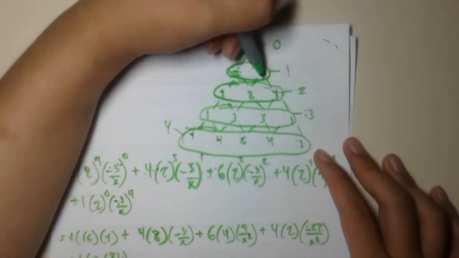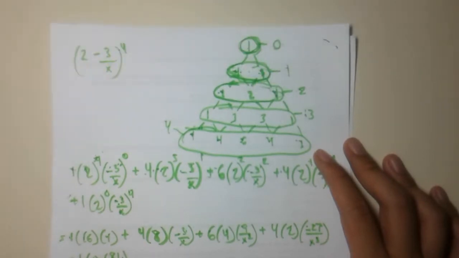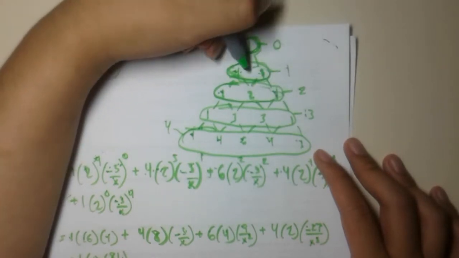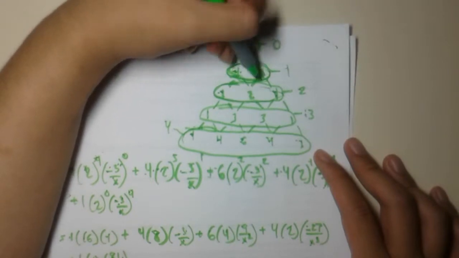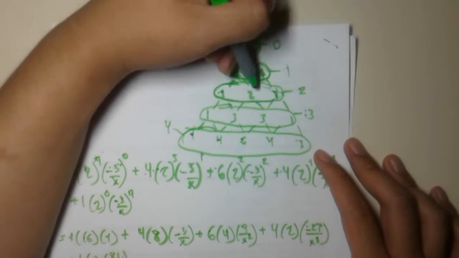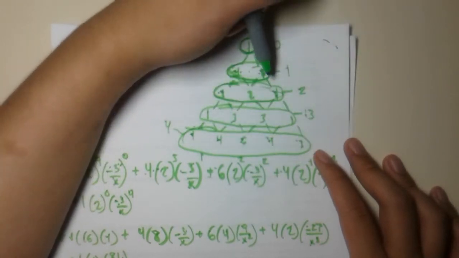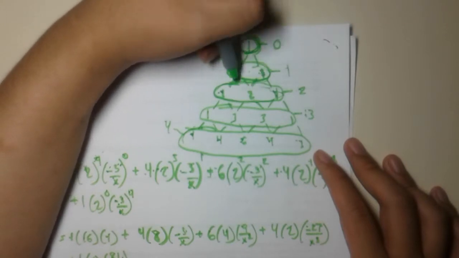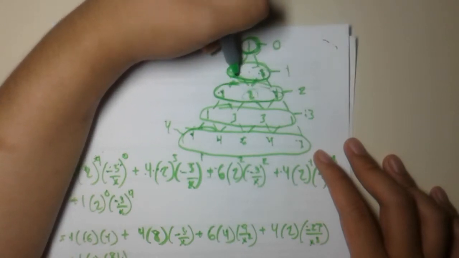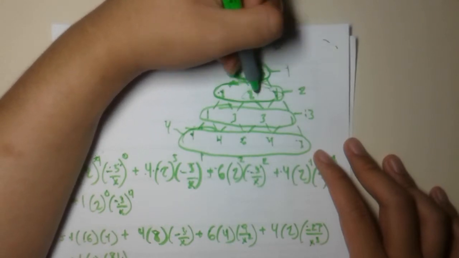Each row begins with 1 and ends with 1. Each row has one more number than the previous row. This row has 2 numbers, this row has 3 numbers, the next row would have 4 numbers, the next row would have 5 numbers, and so on. To get numbers like this, you add the numbers that are directly above it.